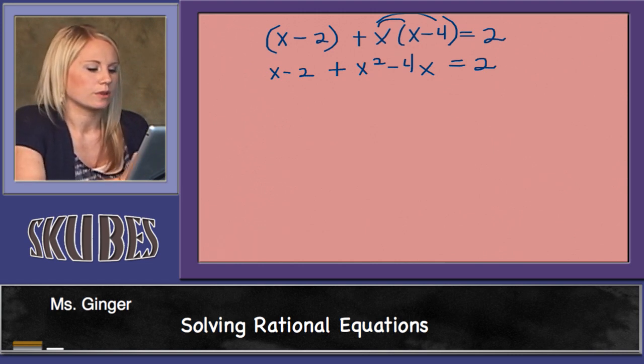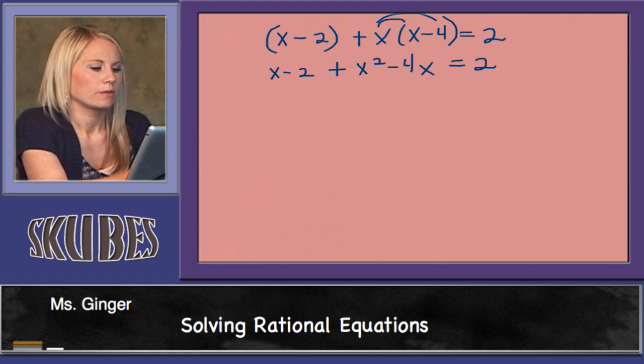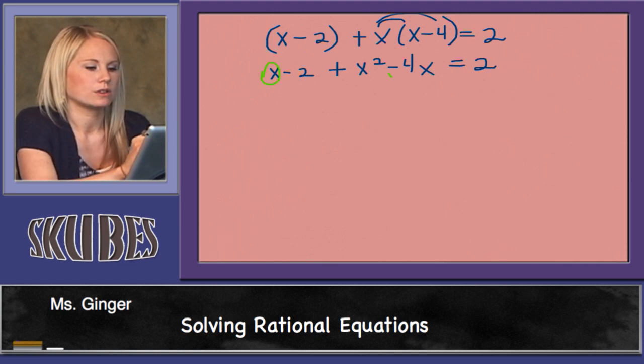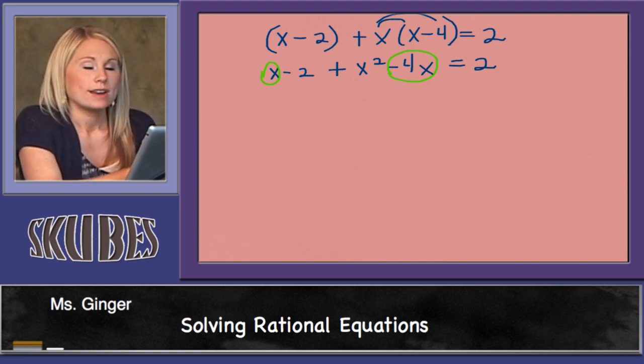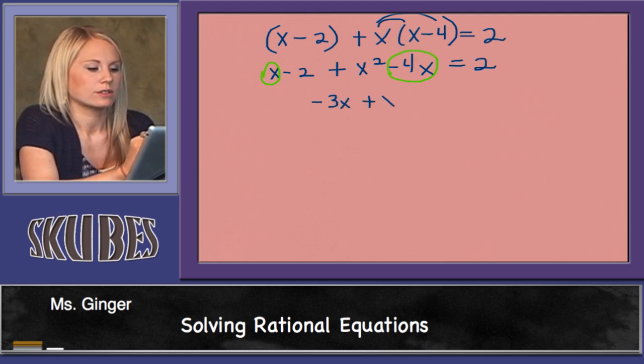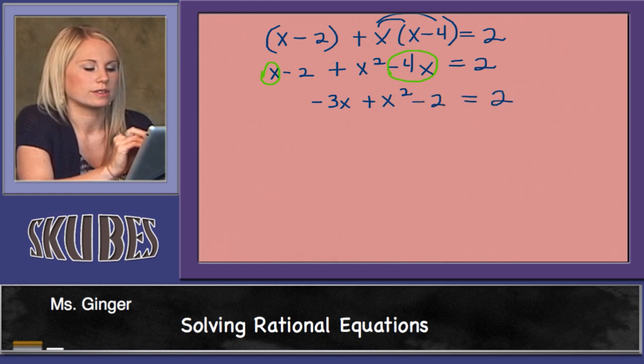Okay, on the left hand side we're going to look for like terms that can come together. We have a couple of those. We've got to get those together before we can begin to isolate our x. Alright. So 1x minus 4x gives me negative 3x. Got my x squared, got my minus 2 still, and my 2 over on this side.